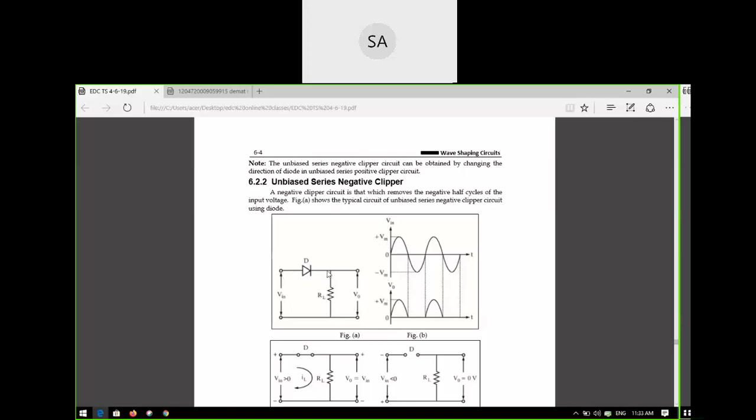So if you see, you can easily analyze the circuit and you can also draw the waveforms. So tell me anyone, during the positive half cycle in case 1, what is happening, what is the diode status? Tell me anyone.